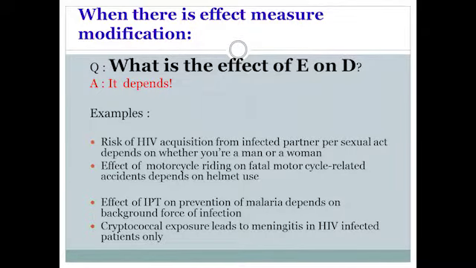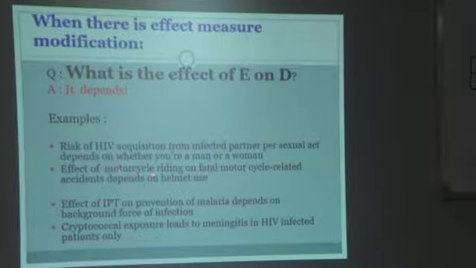Second example: effect of motorcycle riding. And I'm looking at different aspects of epidemiology: clinical, social epidemiology, the health services research kind of epidemiology. All that is applicable. The same concept, the same phenomenon operates. Effect of motorcycle riding on fatal accidents. What is the likelihood that a driver riding a boda, a motorcycle, involved in an accident will die because of that accident? The answer is it depends.